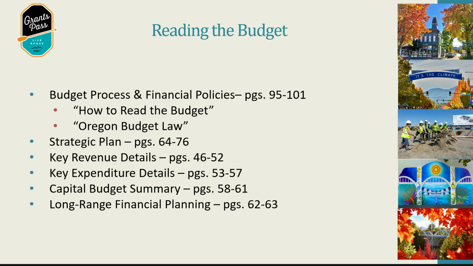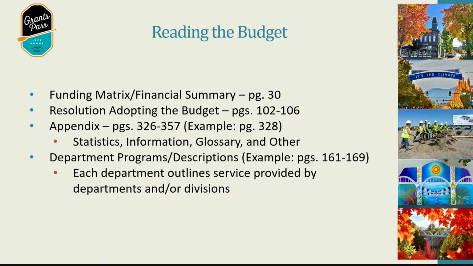So this is pages 95 through 101, which is the budget process and financial policies. I'm not going to sit up here and read this, but I think this is all good information, especially for our first-timers here. There's also some stuff about Oregon budget law. Aaron mentioned earlier the strategic plan. There's some key revenue details, some key expenditure details, some capital budget summary, and some long-range financial planning, and you can see the associated page numbers on here.